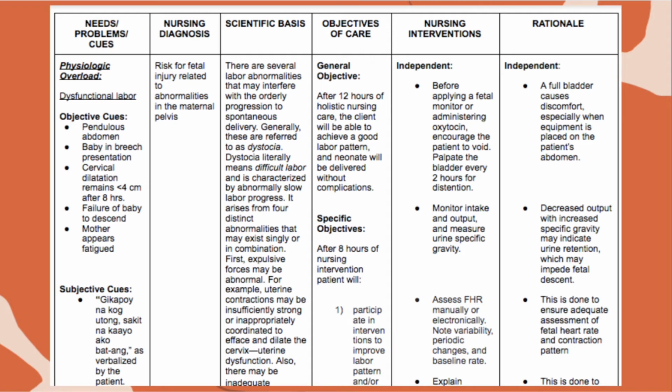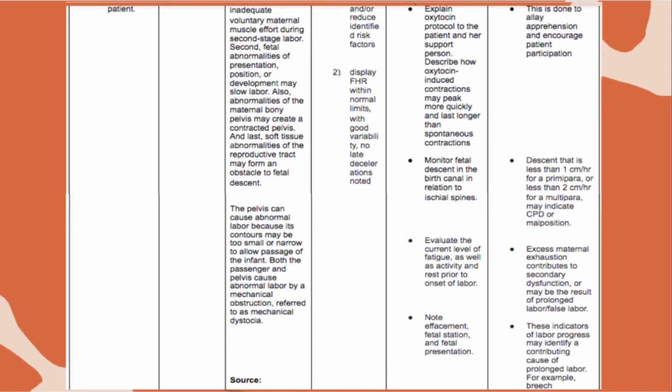For nursing diagnosis, we have a risk for fetal injury related to abnormalities in the maternal pelvis. The scientific basis for this is that there are several labor abnormalities that may interfere with the orderly progression to spontaneous delivery. Generally, these are referred to as dystocia.